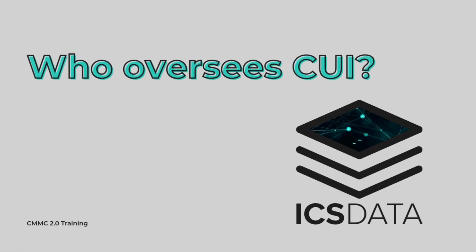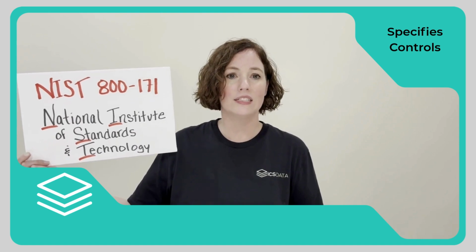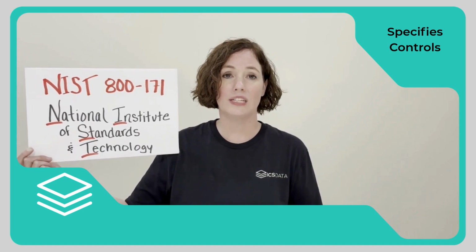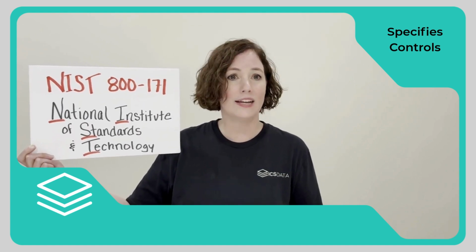It's not just about keeping secrets. It's about protecting information that, if exposed, could harm national interests or violate compliance requirements. CUI isn't managed by a single agency. Instead, several entities play a role. The National Institute of Standards and Technology, or NIST, defines the security controls needed to protect CUI in NIST SP 800-171.